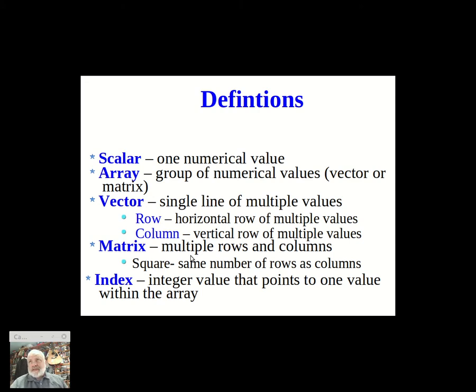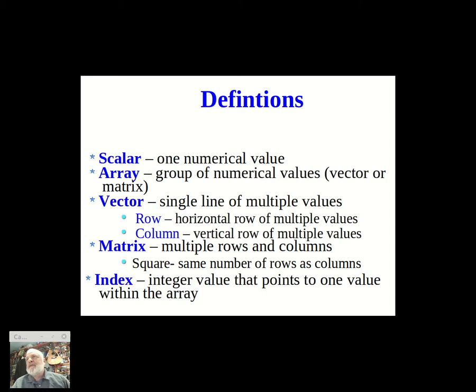So let's start off with a scalar. A scalar is not a vector. A scalar is just one value. An array is kind of a general term for a group of numerical values that could either be a vector or a matrix. In general, for computer programming, they use the term array, but in mathematical terms it's normally considered a matrix. So a vector is a single line of multiple values.